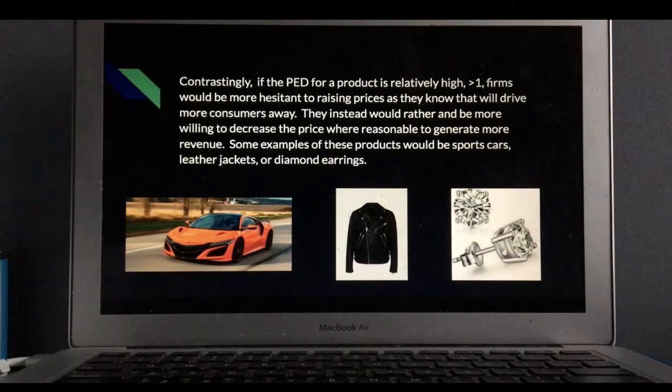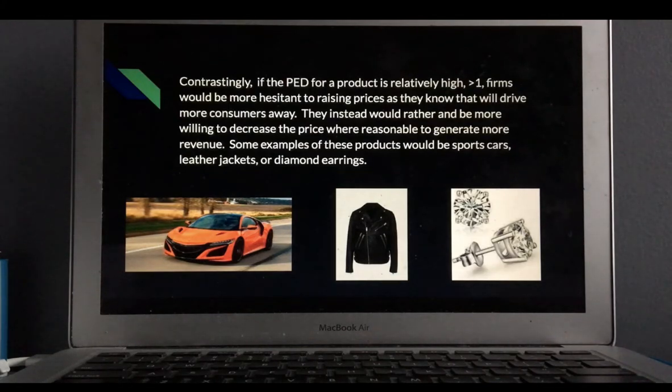Contrastingly, if the PED for a product is relatively high, or above 1, firms would be more hesitant to raise prices, as they know that will drive more consumers away. They instead would be more willing to decrease the price where reasonable to generate more revenue. Some examples of these products would be sports cars, leather jackets, or diamond earrings.